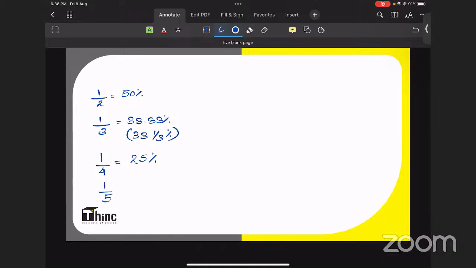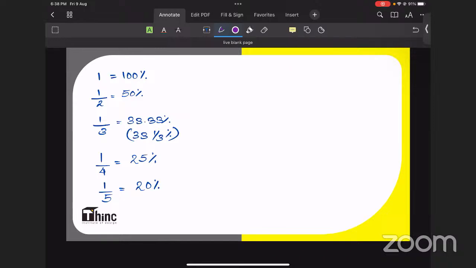Next is 1 by 5. 1 by 5 is 20%. And over here, let me add: 1 means 100%. Remembering these values is very important in learning these kinds of operations in percentage. So let me go to the next level. We know that 1 by 2 is 50%, 1 by 3 is 33.33%, and 1 by 4.